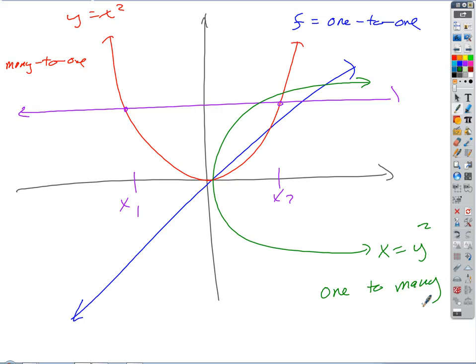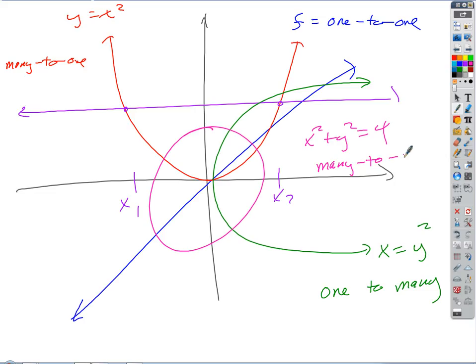Okay, and then the last one, a many to many, let's just make that a circle. So the pink one, x squared plus y squared equals 4, many to many. Okay, so now folks, this is big, right here. This covers a lot of ground.